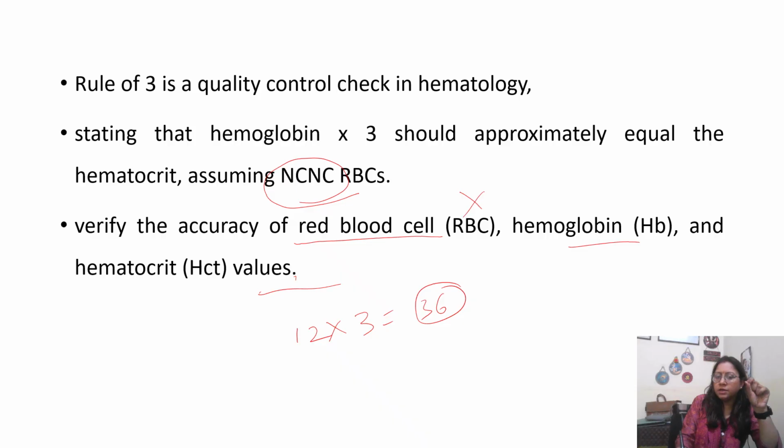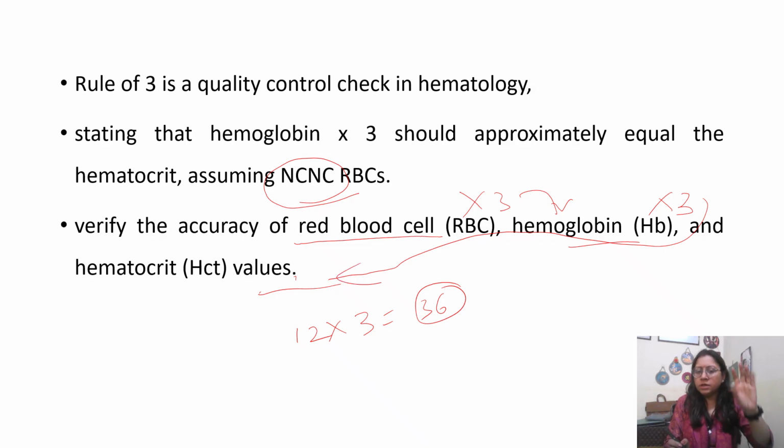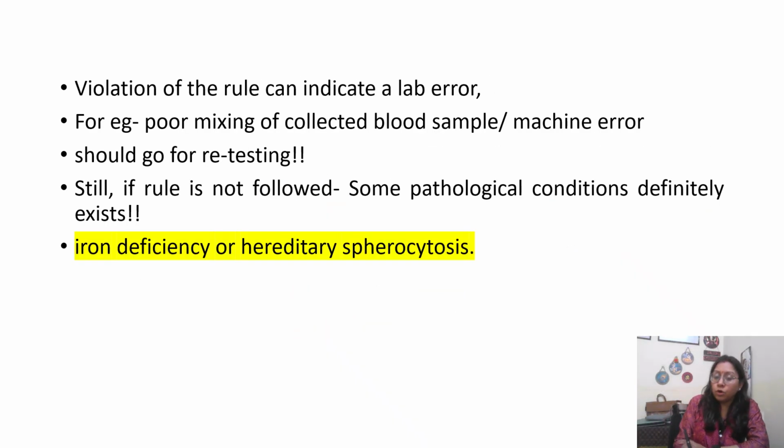So RBC into 3 is your hemoglobin. Hemoglobin into 3 is your hematocrit. So this is how it goes. RBC, hemoglobin, hematocrit. Multiplying by 3, it gives the next result. So now what? अगर ये rule violate कर रहा है, suppose RBC into 3 is not coming as your hemoglobin, or hemoglobin into 3 is not coming as your hematocrit.